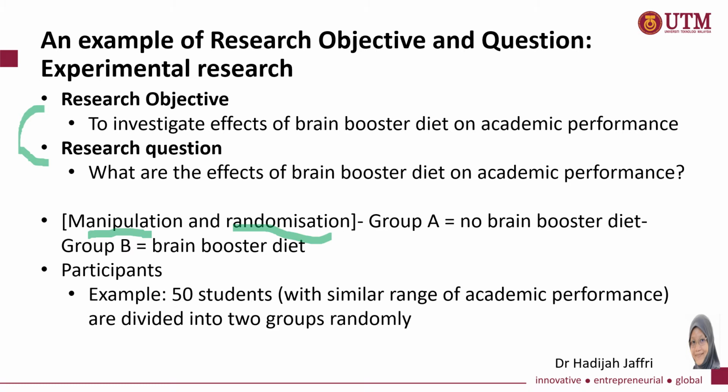The element of randomization in this case: let's say we have 50 students with a similar range of academic performance. They will later be divided into two groups randomly, meaning the selection of participants, whether they will be assigned to group A or group B, is based on random assignment.